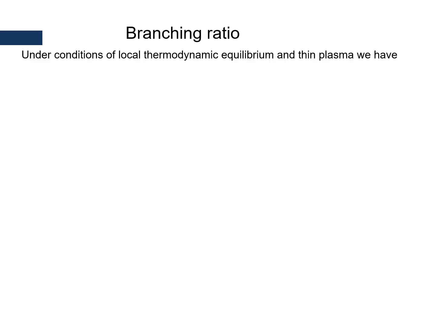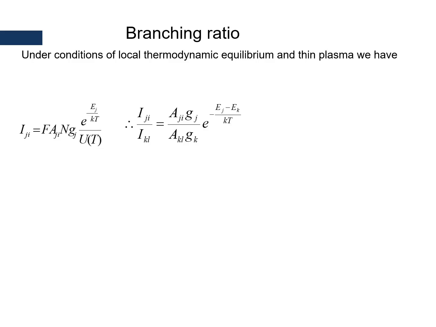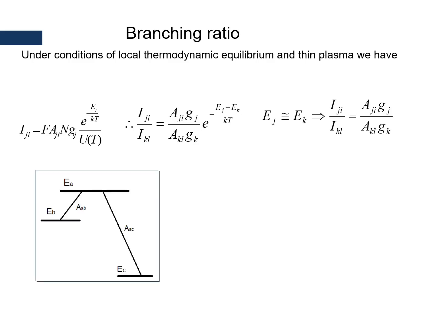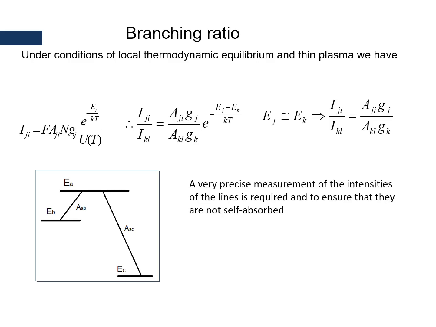Another procedure that can be used to determine the probability of spontaneous transition is the branching ratio. According to the expression for the intensity of a spectral line, the ratio of intensities of lines that have the same upper level or belong to levels whose values are very close is. In this case, a relative or absolute value of the transition probability can be obtained if the value of one of the probabilities is known. This procedure implies the very precise measurement of the intensities of the lines as well as a previous analysis if they are not self-absorbed or overlapped with other lines.